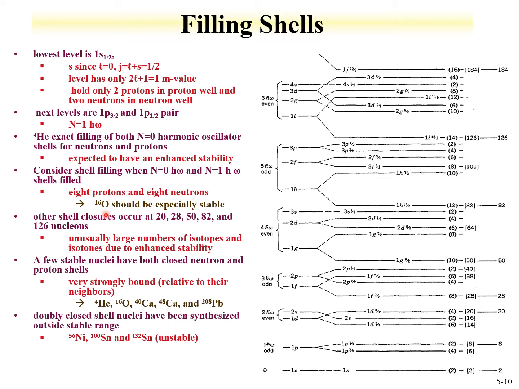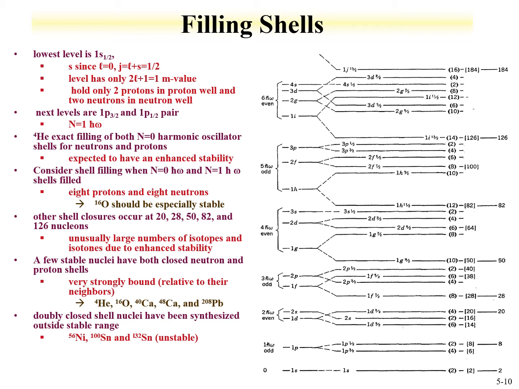So something where I have 8 protons and 8 neutrons, which would describe oxygen-16, should be especially stable, from the nuclear component. We see the other shell closures at 20, 28, 50, 82, 126, and then 184. These enhanced stabilities from the magic numbers correlate with these gaps in the shells.